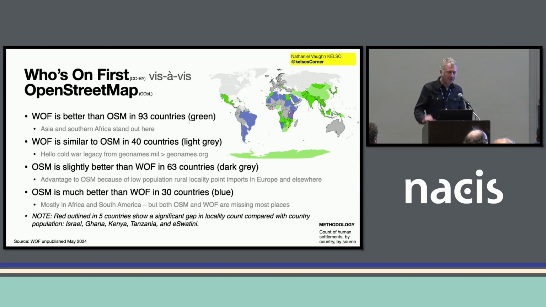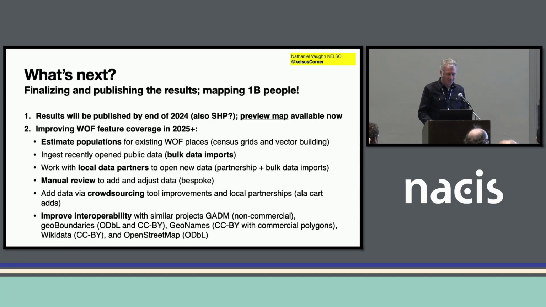There's also an elephant in the room in terms of OpenStreetMap. So we did a little bit of analysis looking at Who's On First versus OpenStreetMap. Overall, pretty comparable, especially in North America and Europe. But Who's On First is doing quite well in Asia and less well in Africa and South America compared to OpenStreetMap. So it really depends what country you're creating a map from. You should always try to look at multiple sources, and there are some obvious areas for improvement here.